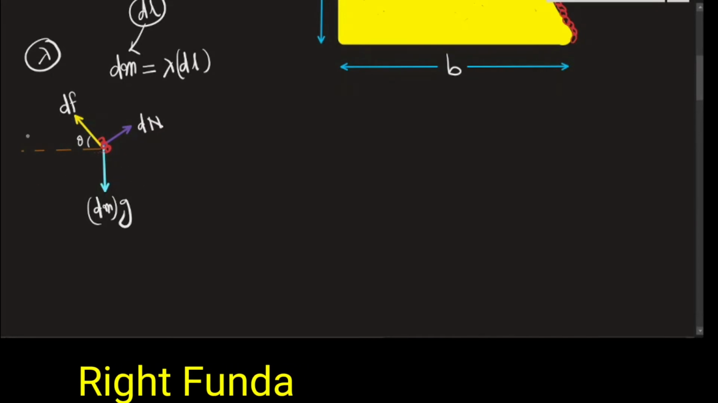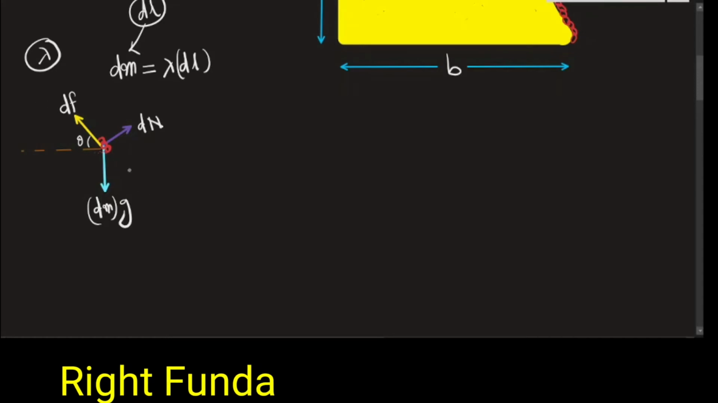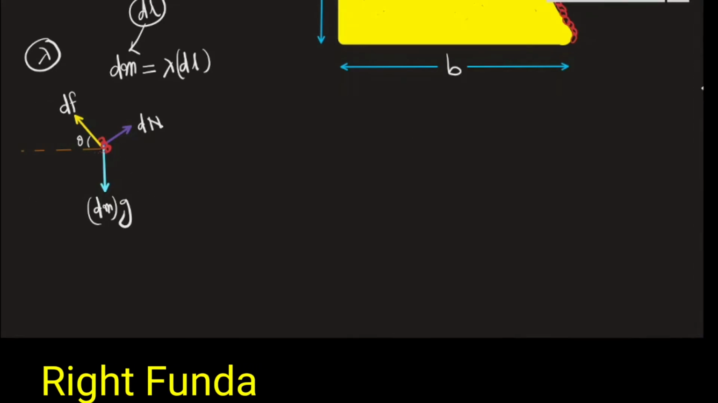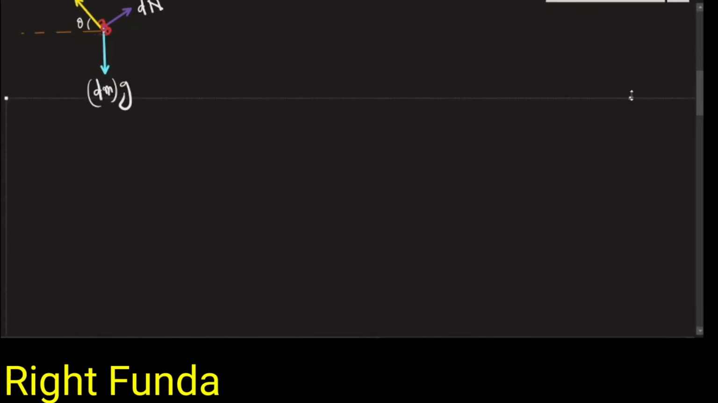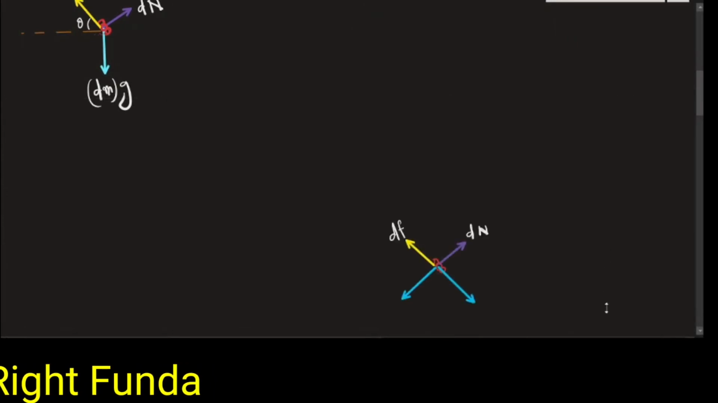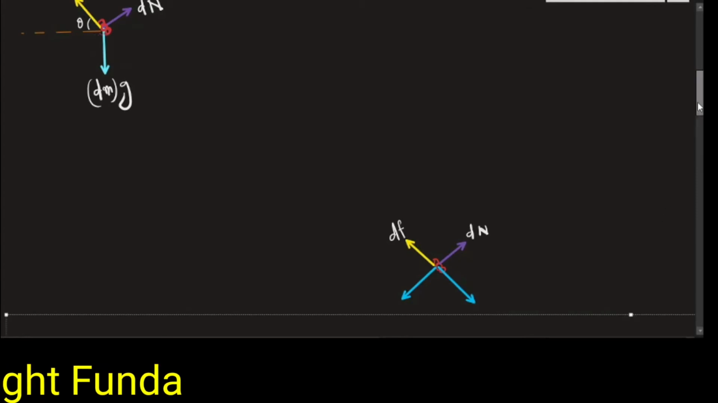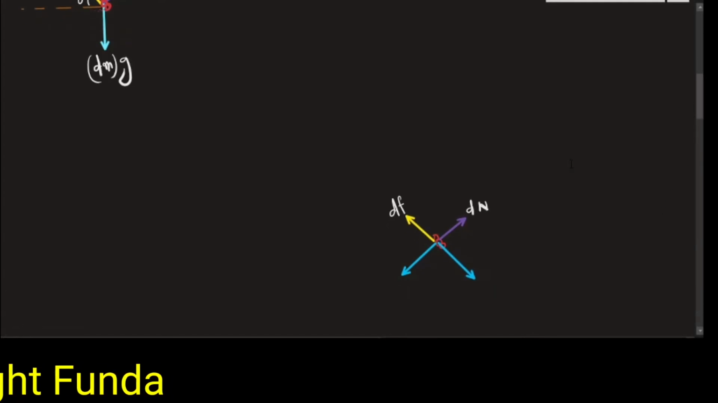So let's resolve the forces along this surface and perpendicular to the surface. If I resolve the forces, then the diagram we get is like this. What will happen? The dF is there. So this angle is theta. So this will be equal to theta. This is 90 minus theta. This angle will be equal to theta.